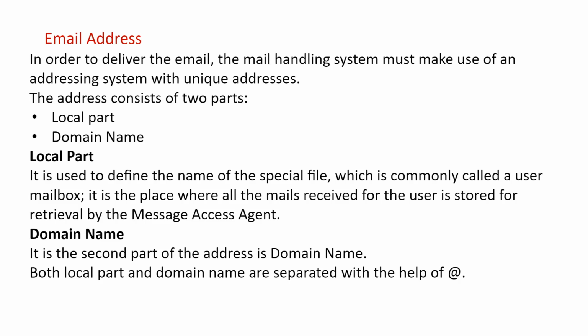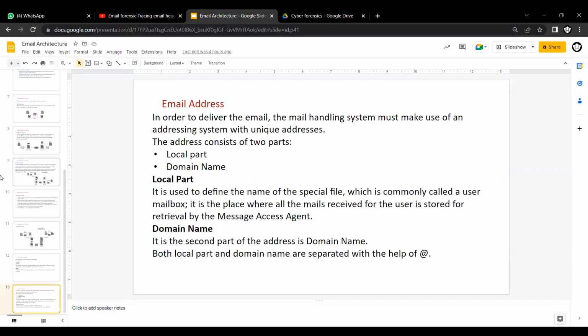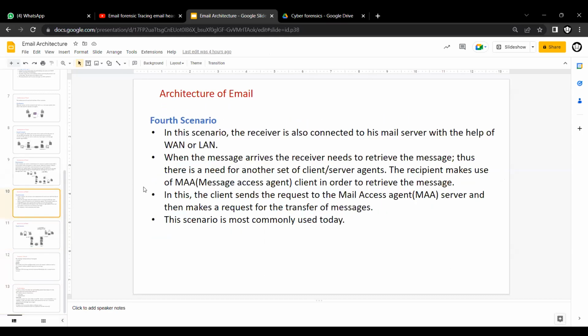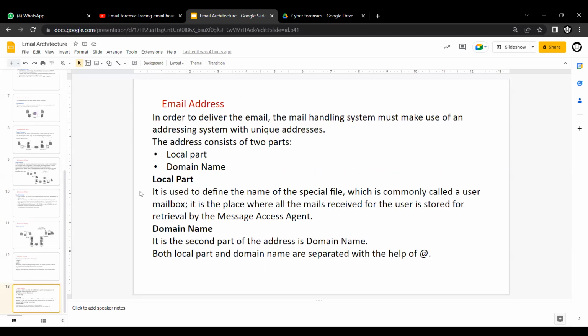And what is a domain name? The domain name is the second part of the address. Both the local part and the domain name are separated with the help of the at the rate symbol. So this is how the local part and domain name are separated. Today we learned up to here what email is, what the structure of email is, and why we use it, what the scenarios are and which components are included.